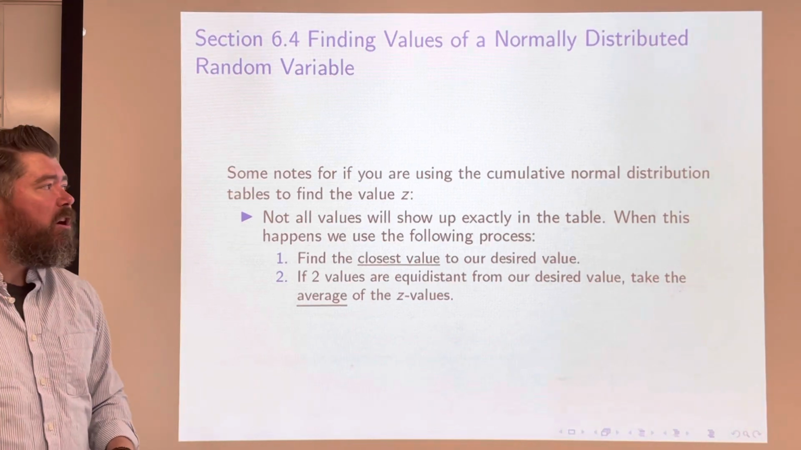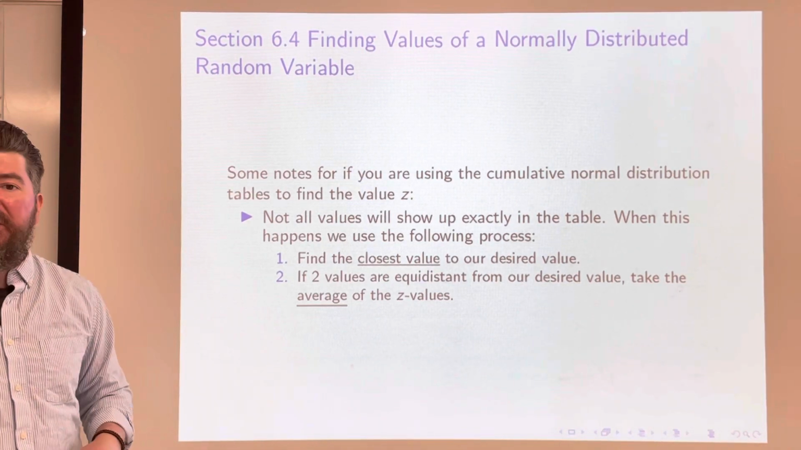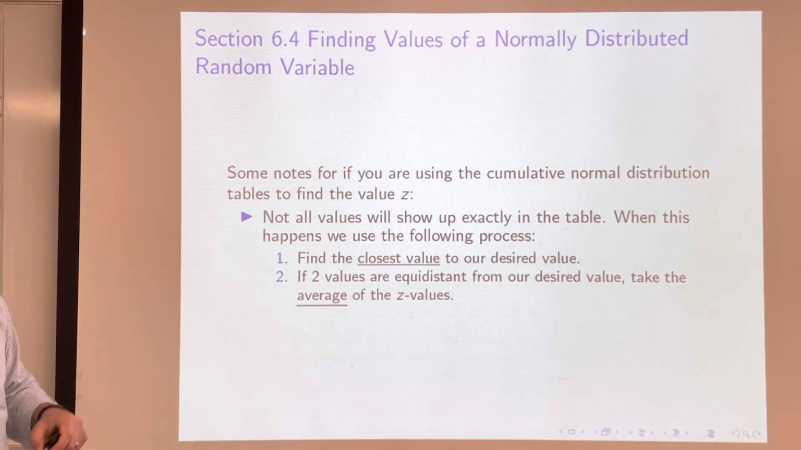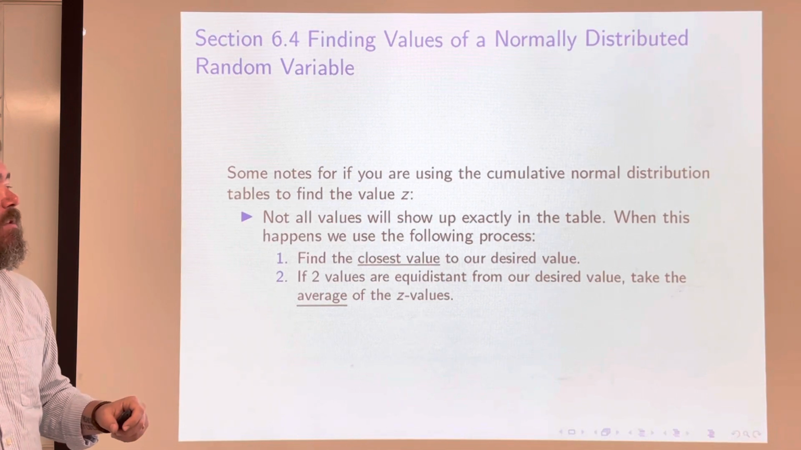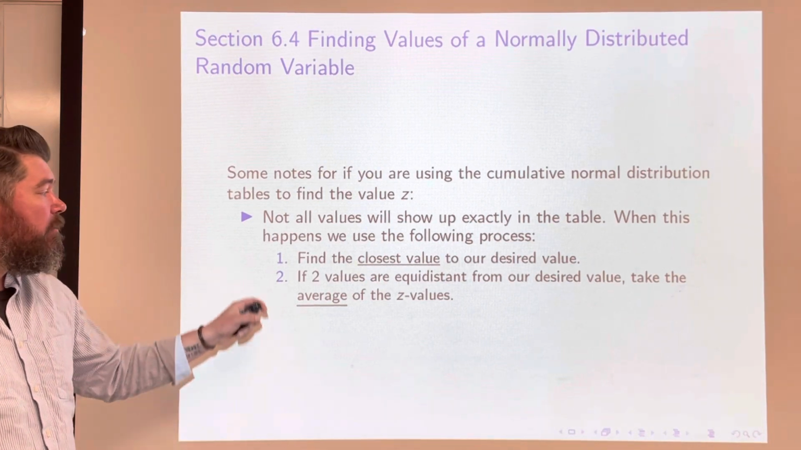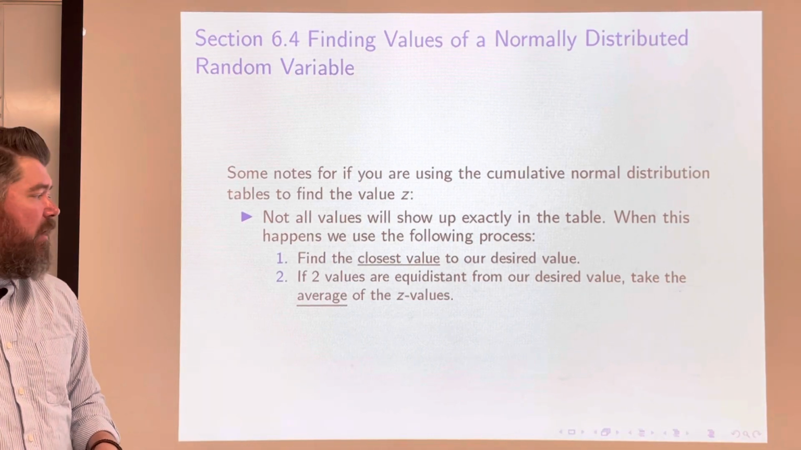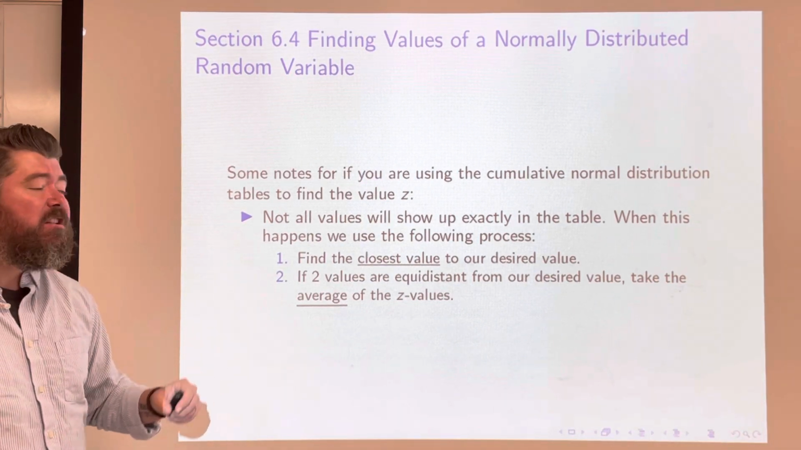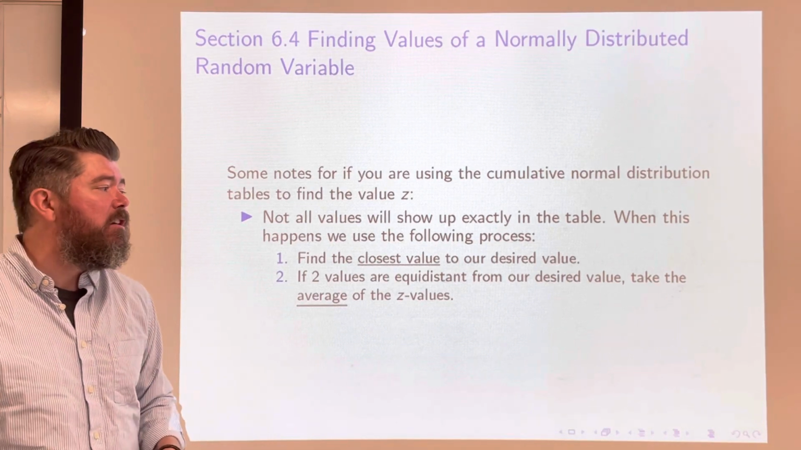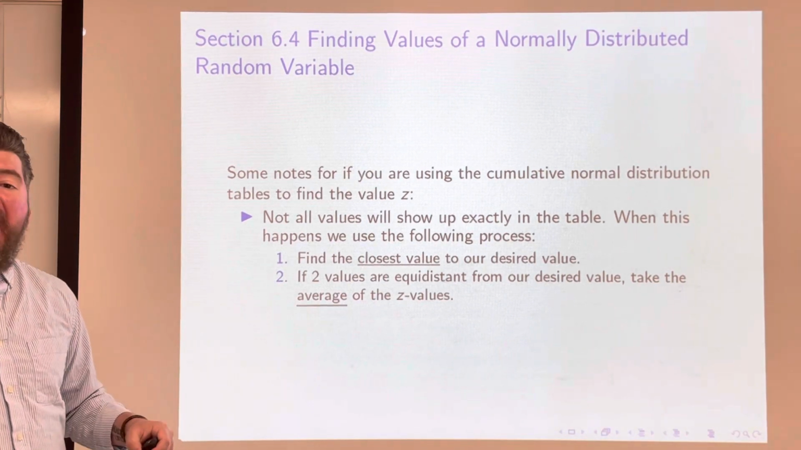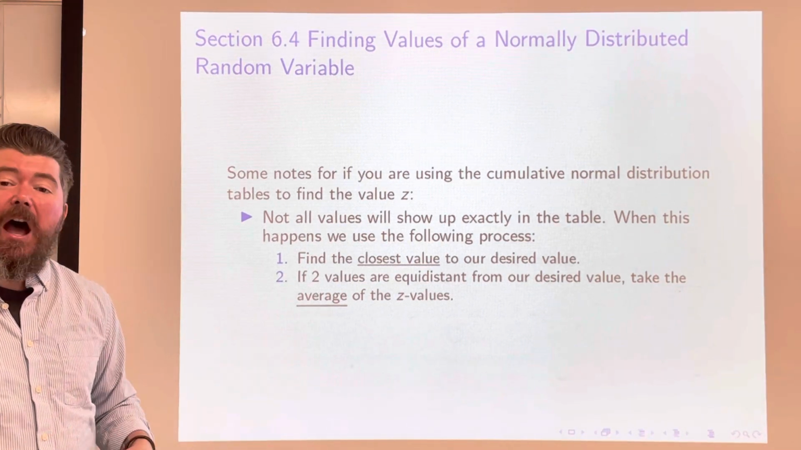Some notes if you are using the cumulative normal distribution tables to find the value z. Not all values will show up exactly in the table. When this happens, we use the following process. So first, we find the closest value to our desired value. Now, if the two values are the same distance from our desired value, take the average of those z values. So add them and divide by 2.